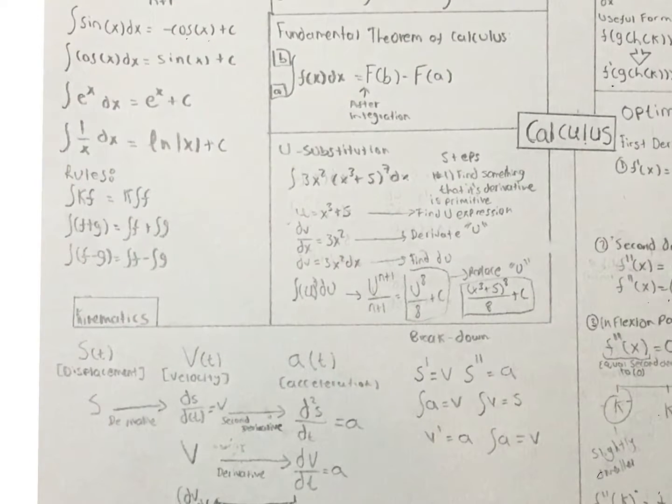So here are some rules. The integration of k times f is the same as the constant out. So this is a rule that tells us we can always bring our constant outside the integral. The integration of f plus g is the integral of f plus the integral of g. The integral of f minus g is the integral of f minus the integral of g. They are exactly the same.